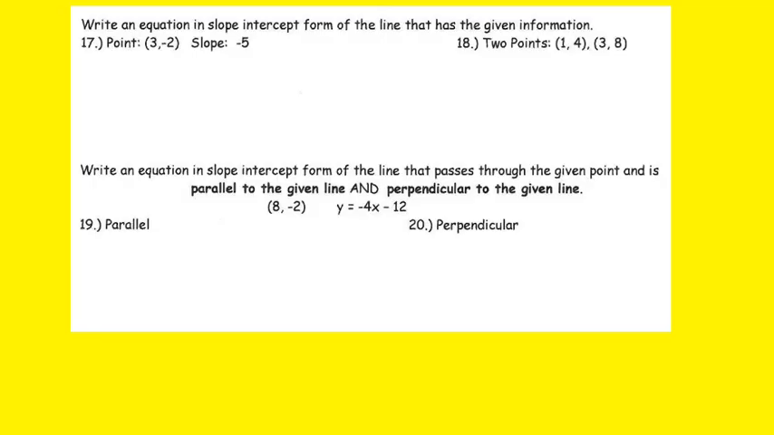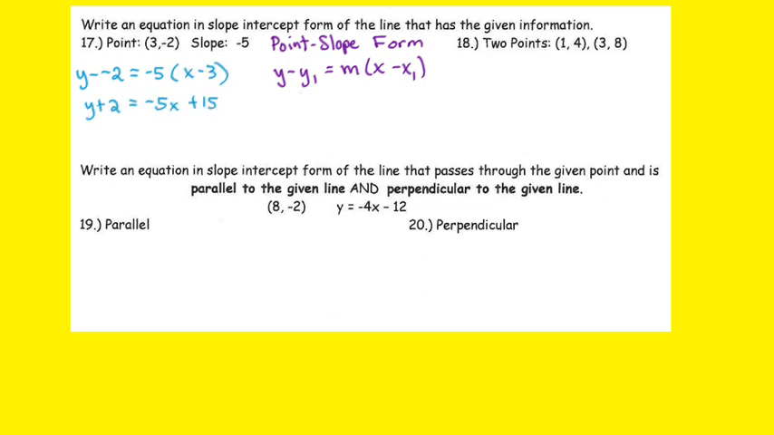Number 17 gives me a point and a slope. When I'm given a point and a slope, to get to that slope-intercept y equals mx plus b, star of the show, I use the point-slope form to get there so I don't make a mistake, right? And then I put in my point. I have a y1 and an x1 and I have a slope. Then I just evaluate for y, getting the equation of the line.